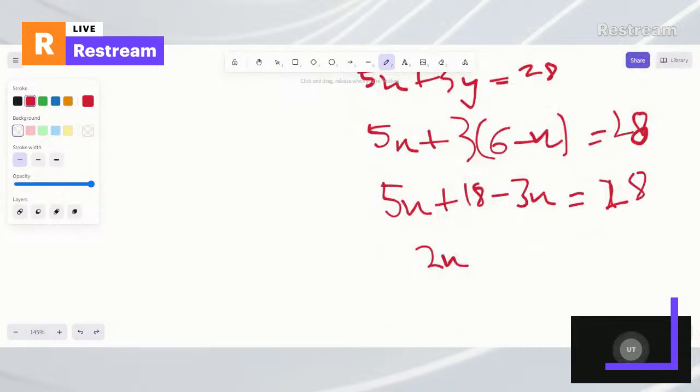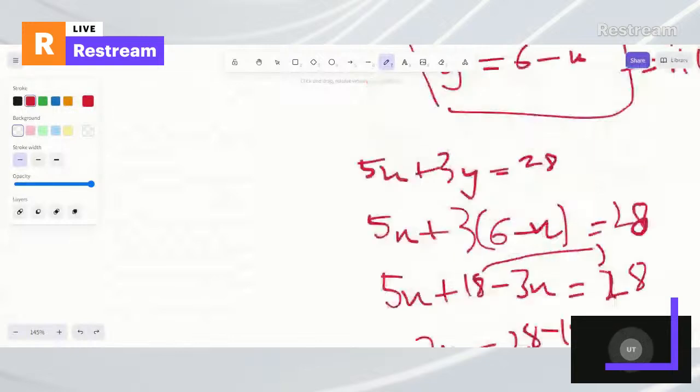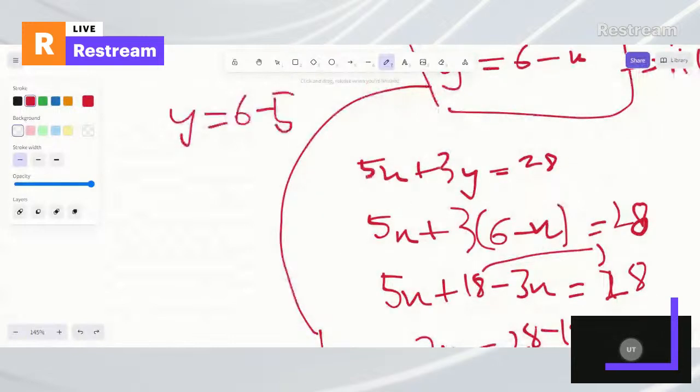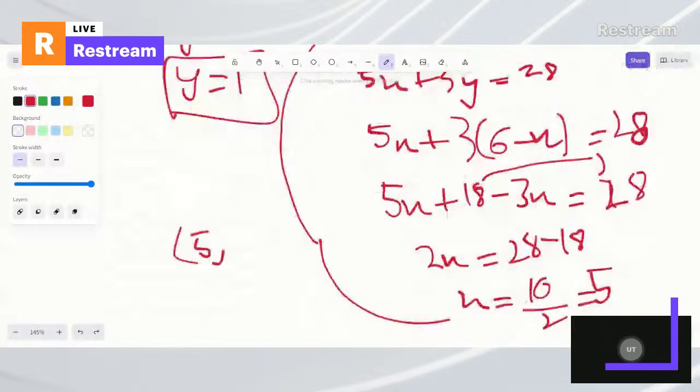Now 18 is going to go to the other side, and it will become 28 minus 18, right? So the value of x would be 10 divided by 2, and hence 5. Now if we need to find the value of y, we're going to put x equals 5 in this equation. So y becomes 6 minus 5, and the final answer would be 1. So what are the coordinates? The coordinates would be 5 comma 1.